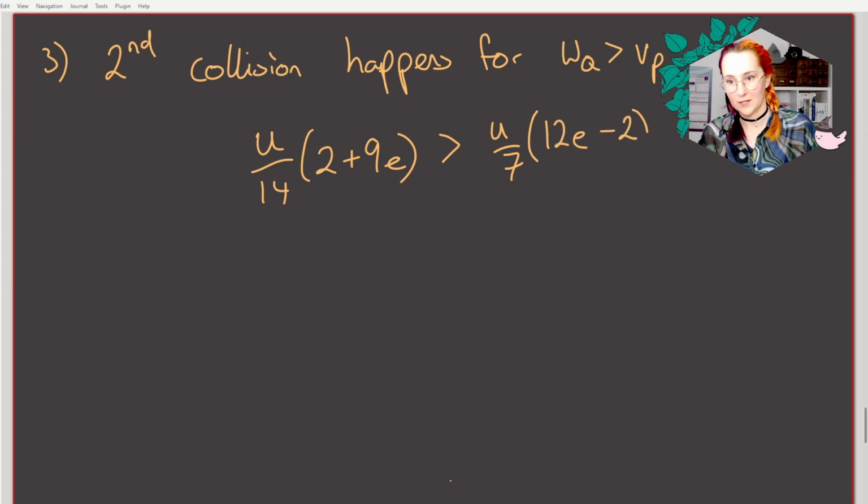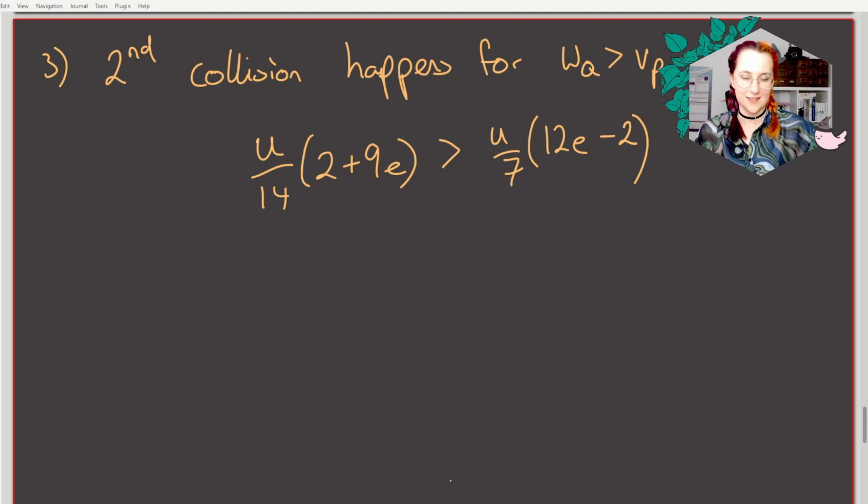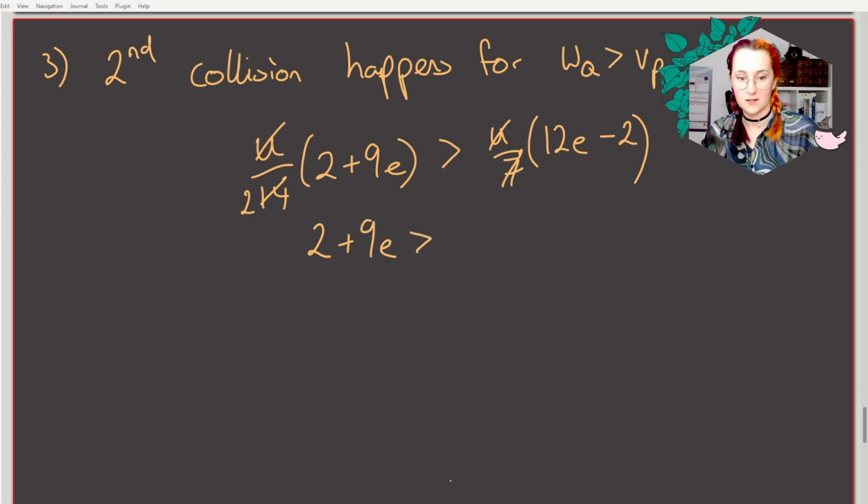12e minus 2. Okay, so let's cancel down a load of stuff first, so we can get rid of the u's nice and easy. We can get rid of that 7, and that becomes a 2. So we can multiply it by the 2. So we get 2 plus 9e greater than, times everything by 2, 24e minus 4. Get rid of u because u is greater than 0.